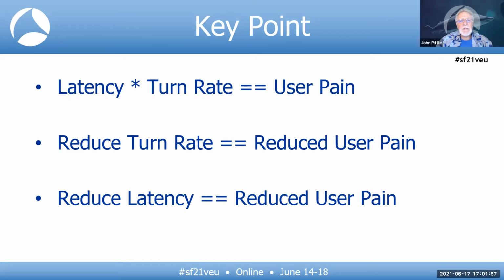If you can reduce the turn rate, you can reduce user pain. And if you can reduce latency somehow, you can reduce user pain. So anything you can do to improve user experience is generally a good thing. And when we looked at our key benefits at the beginning of the session around WAN optimization, it's improving user performance, reducing bandwidth. These things would hit that bullet of improving user performance.